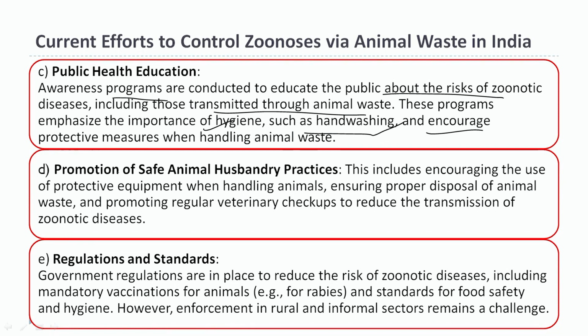Along with that, promotion of safe animal husbandry practices. This includes encouraging the use of protective equipment when handling animals, proper methods of animal carcass disposal, and regular veterinary checkups to reduce the transmission of diseases to the animal. The transmission of zoonosis can also be reduced through regulation. For that, government regulations are in place to reduce the transmission of zoonotic diseases like rabies.